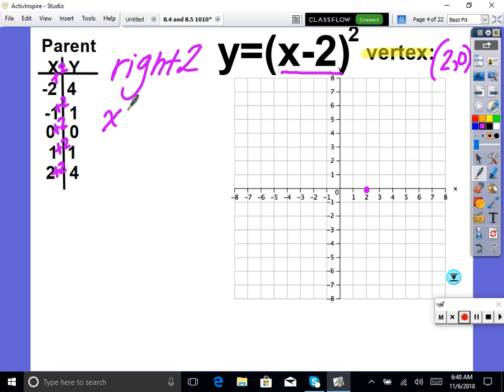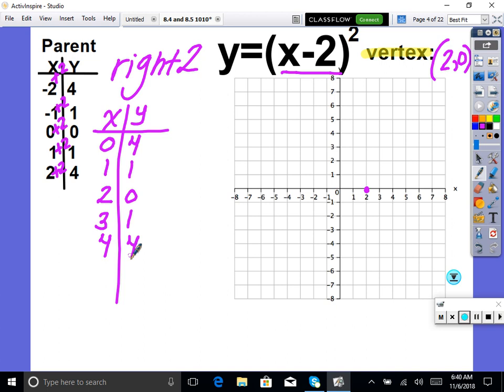So my new x's are negative 2 plus 2 is 0, right? 0, 1, 2, 3, 4. Those are our new values, and then our y's didn't change. 4, 1, 0, 1, 4. So those are our points. Over 0, up 4 units, check. Over 1 up 1 unit, check. Over 2 up 0, there's our vertex. Over 3 up 1, and then from there it's really easy once again because we have symmetry, across the axis of symmetry. But once again, over 4 up 4. There's my axis of symmetry right there.